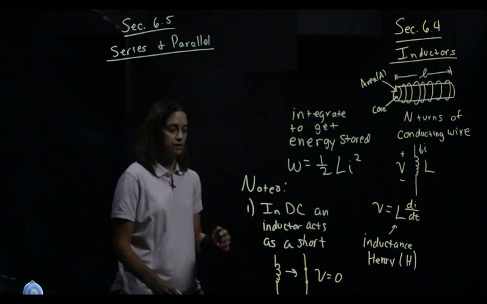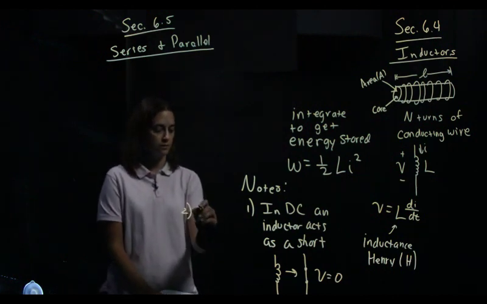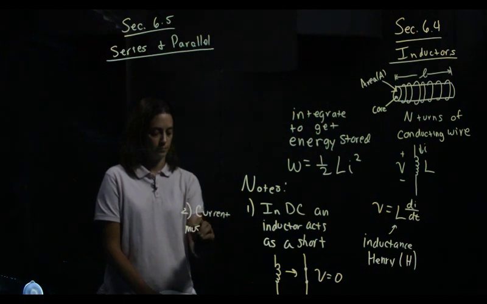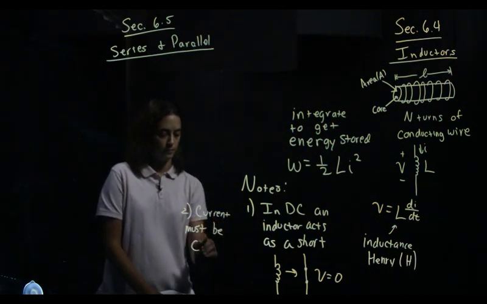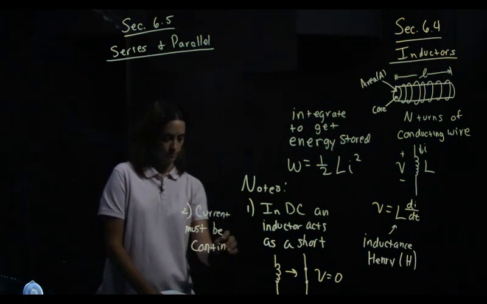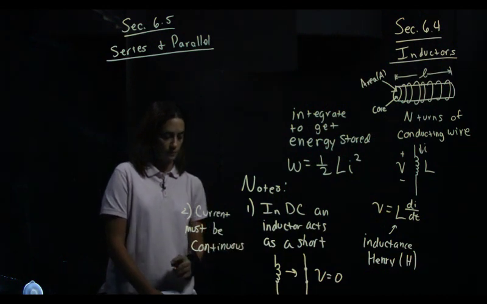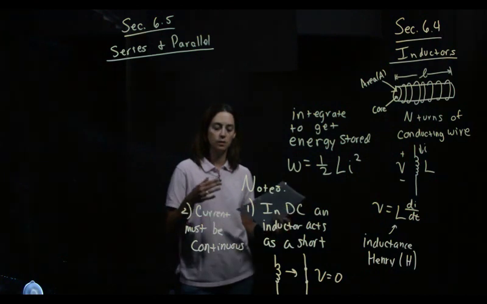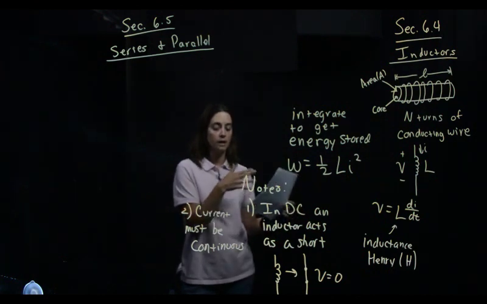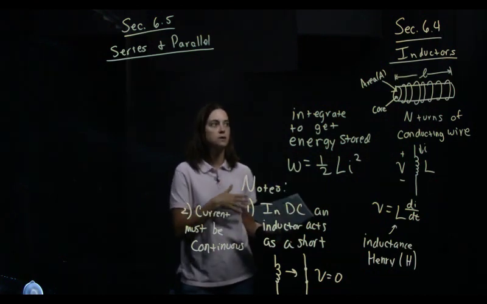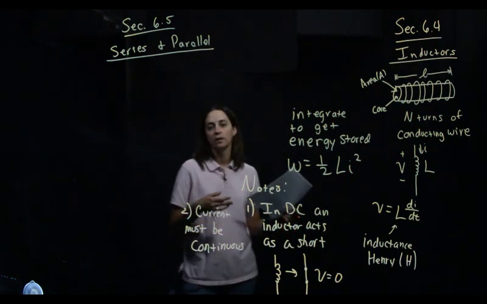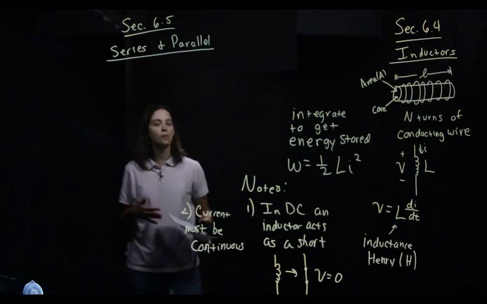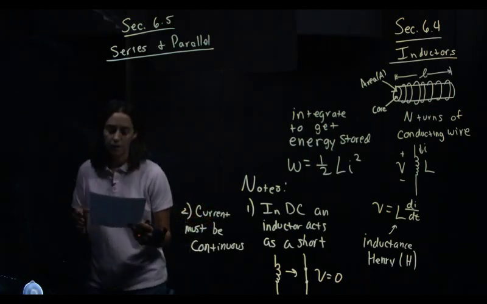An inductor current must be continuous. So with capacitors, we talk about voltage. Voltage cannot abruptly change and must be continuous. In inductors, we talk about current. Current must be continuous and cannot abruptly change. And that will come up more in Chapter 7.